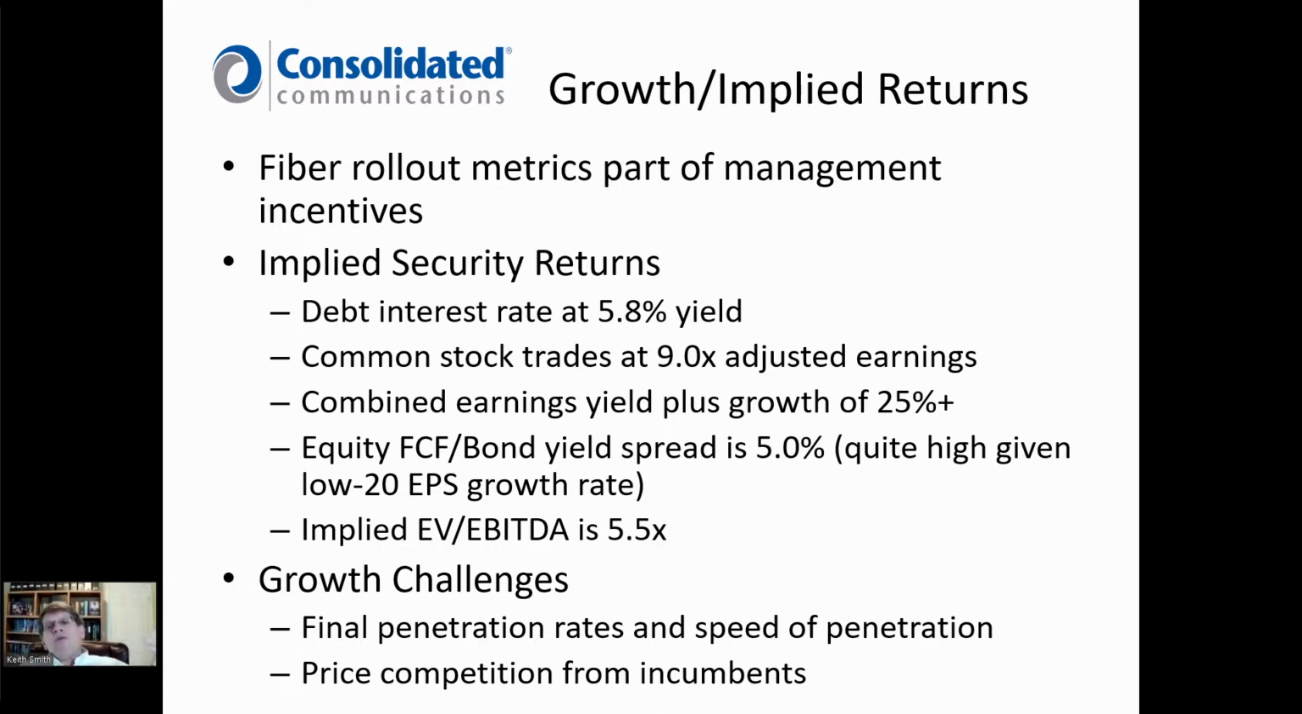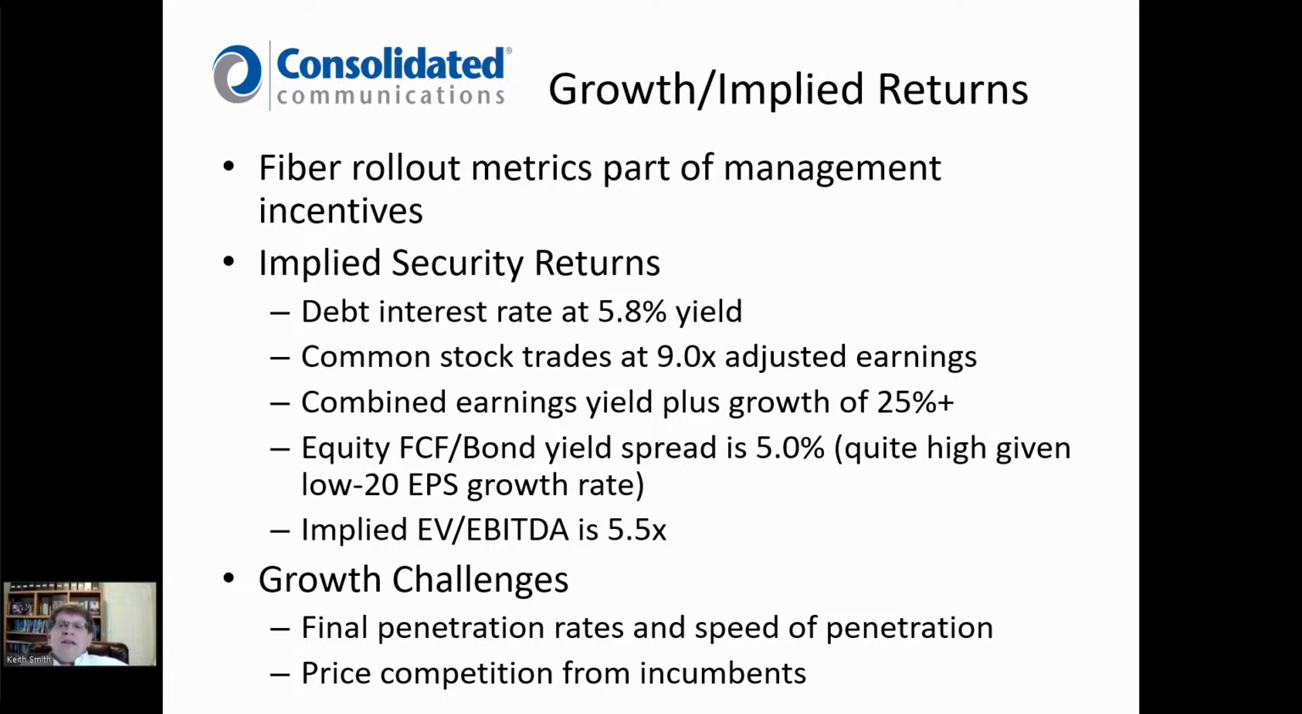So if we look at what's really going on now, the interest rate on debt is roughly around 5.8% in terms of an implied security return perspective. The common stock trades at 9 times adjusted earnings. You add the earnings yield and the growth together, you get 25%. And again, this is similar to the situation of Asbury.